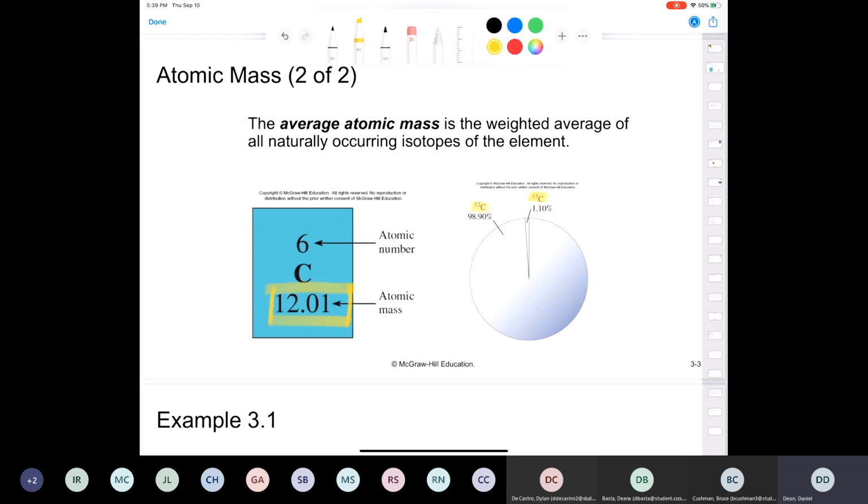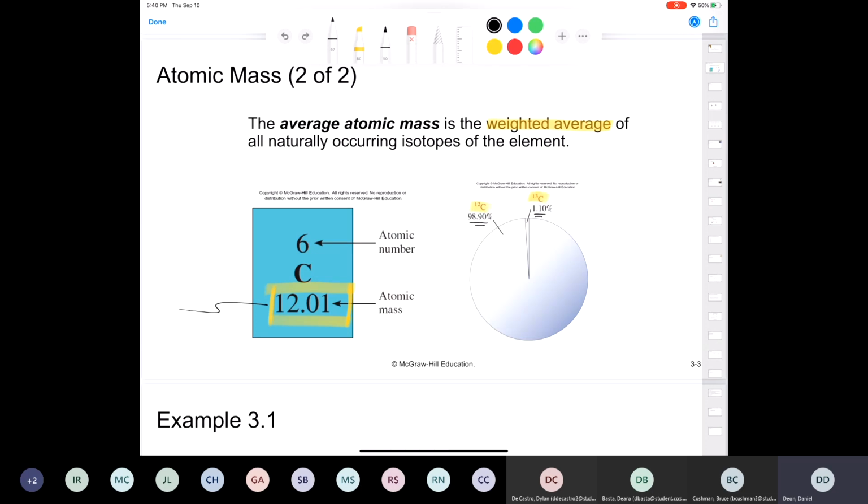Well, like it says right here, it's a weighted average. And if you're like, well, what's a weighted average? Well, a weighted average means that if you were to grab a sample of carbon, 98.9% of the carbon does weigh 12 atomic mass units, but there's 1.10% of it that weighs 13 atomic mass units. And you're like, well, how would I figure out this? Well, you just take a weighted average. So you would take 12 and multiply it by 0.9890 and take 13 and multiply that by 0.00110, and you would add those together, and that gives you a weighted average.